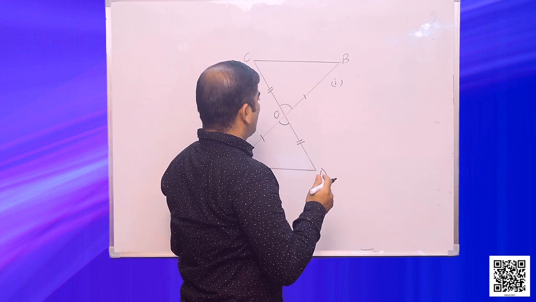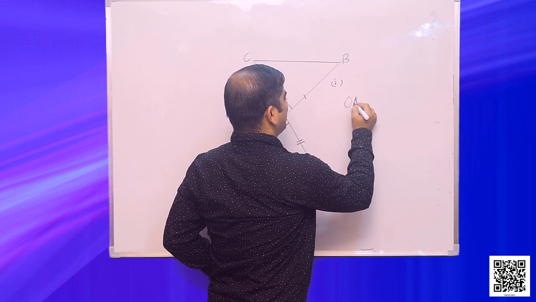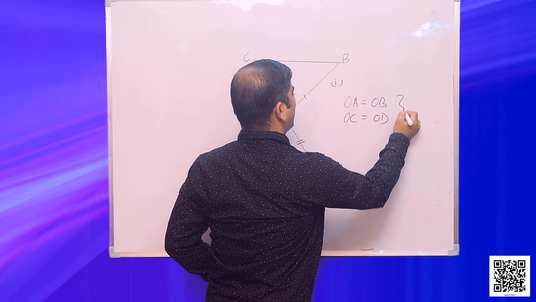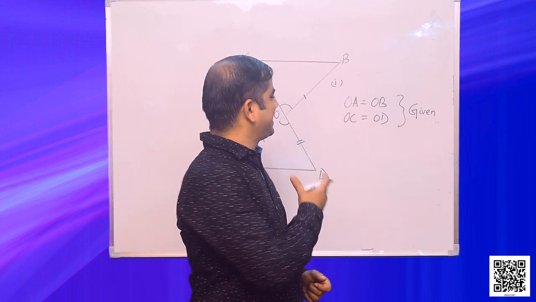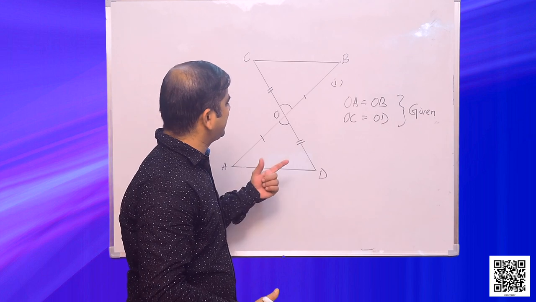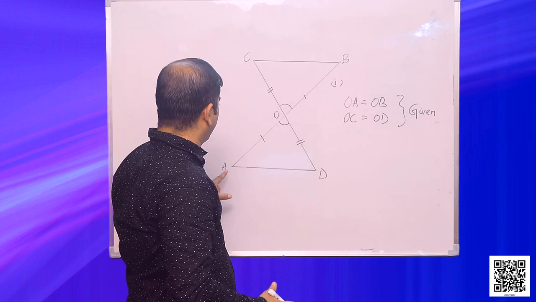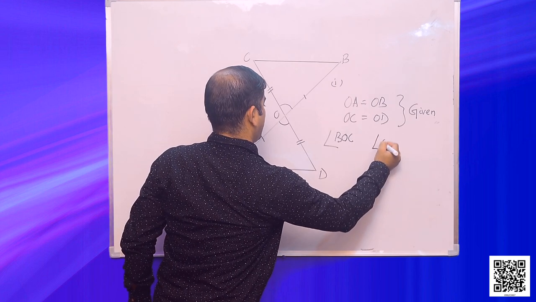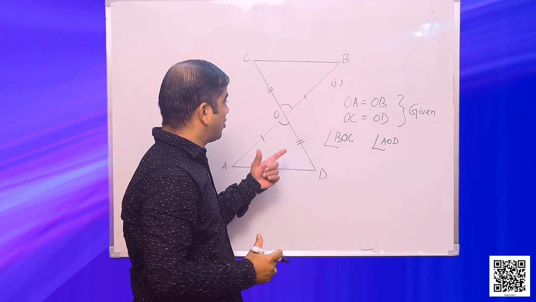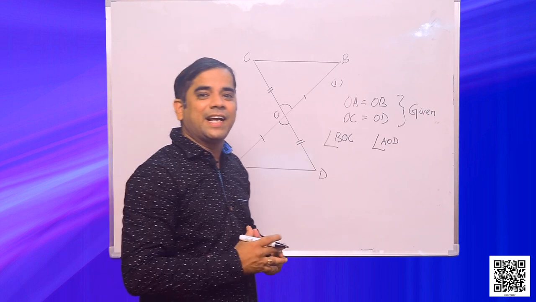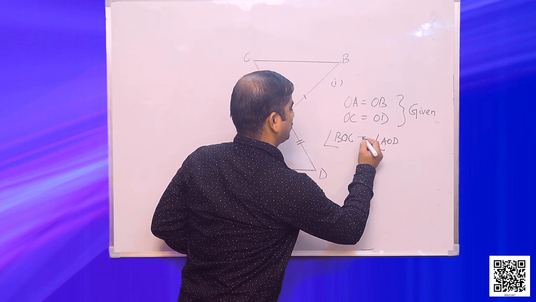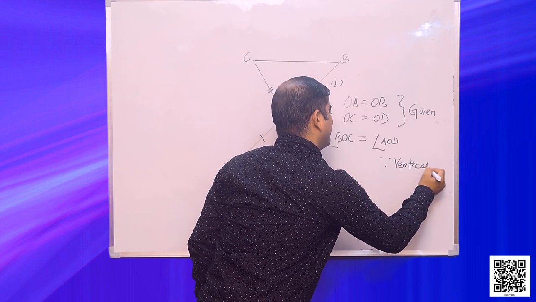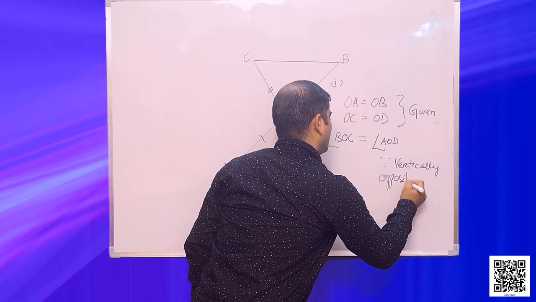So students, in your question, OA is equal to OB and OC is equal to OD. These are given data, isn't it? Also, you can clearly see that angle BOC and angle AOD are equal to each other. Why? Because they are vertically opposite angles. We know that vertically opposite angles are equal to each other. So, angle BOC is equal to angle AOD, because vertically opposite angles.